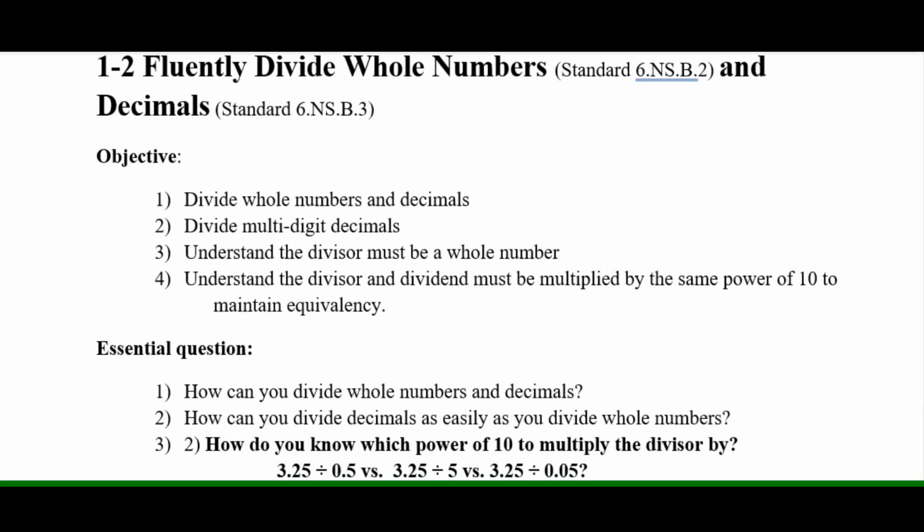We are moving on to a new topic. 1-2, fluently divide whole numbers and decimals. This is a 6 NSB2 standard, as you can see here.